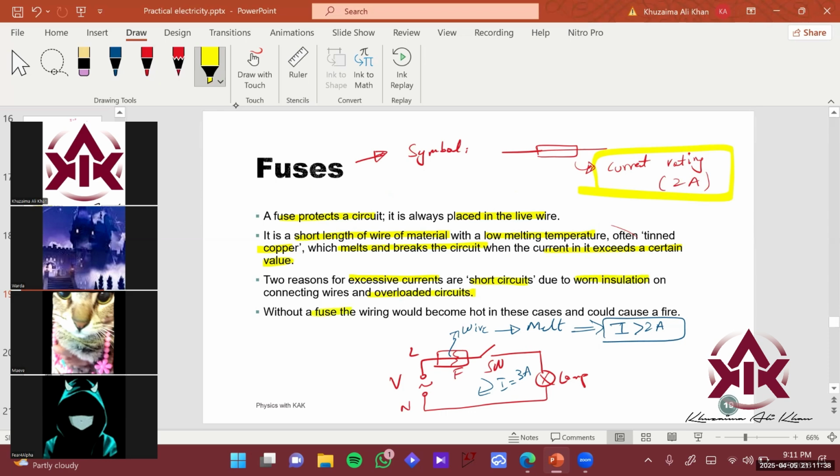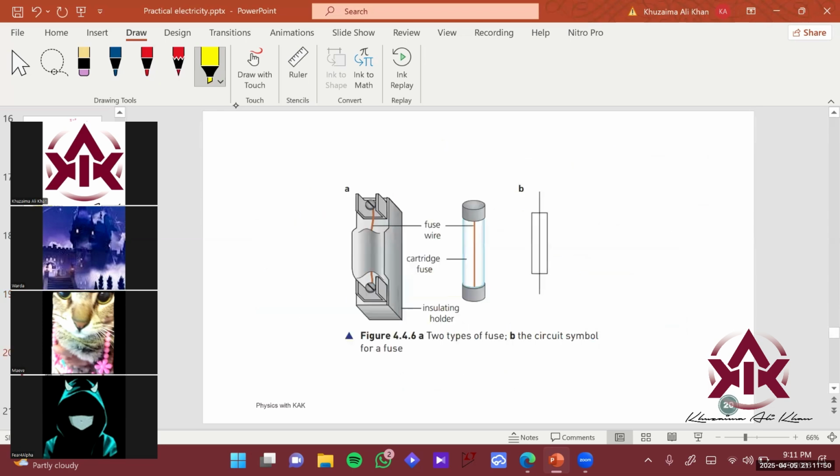Without the fuse, the wiring becomes hot and it can cause a fire, right? Obviously, when you have huge current flowing in the circuit, it will melt the wires. It will produce an extreme amount of heat energy and might cause a fire to start. It looks like this. This is the symbol over here.